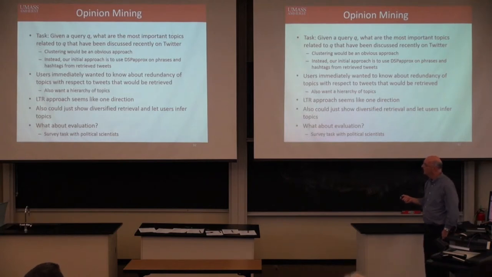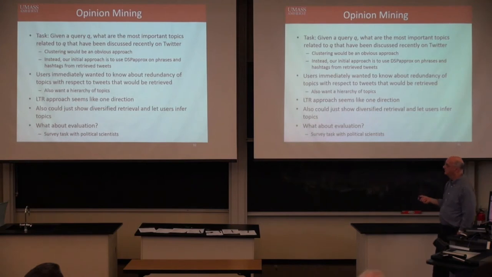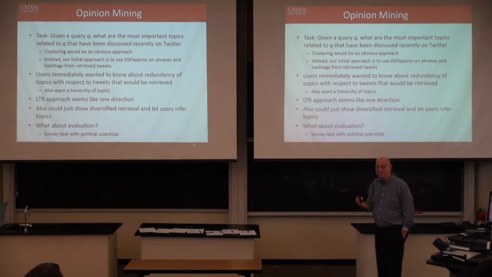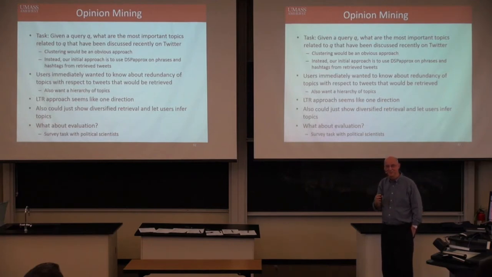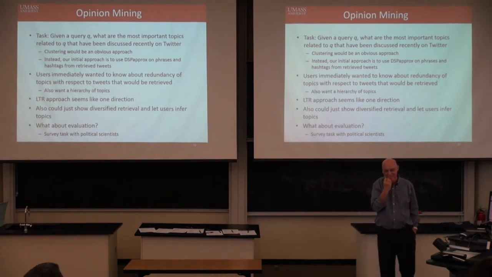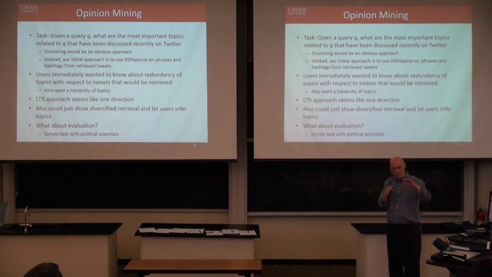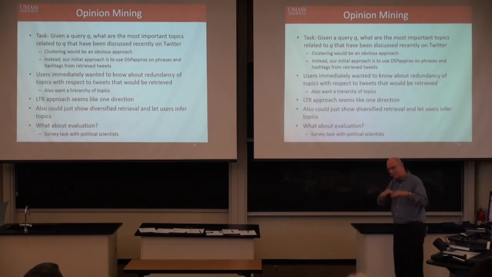When we did this initial approach, we're working with an industry partner, and their users immediately wanted to know about the redundancy of topics with respect to tweets that would be retrieved, which straight away talked about another type of coverage. We talked about vocabulary coverage, and diversity talks about this topic coverage. They wanted to know about coverage of the entire document space. In other words, it's related to the topic coverage, but it's not exactly identical. They want to know how much redundancy is there if I use each of these topics you're presenting me with as a query. Is there a lot of document overlap? You'd expect not, but in fact, there's sometimes a document overlap. And also, how much of the most recent tweets have I covered? What percentage have I covered with this set of queries that were represented by these topics?